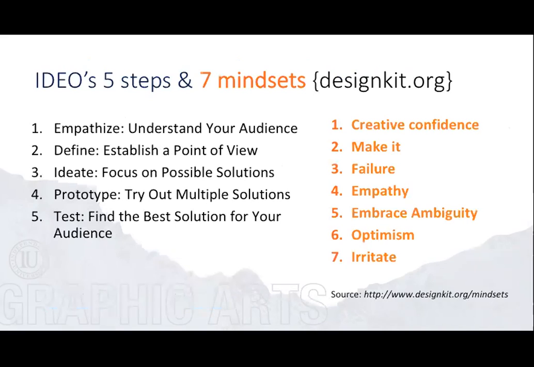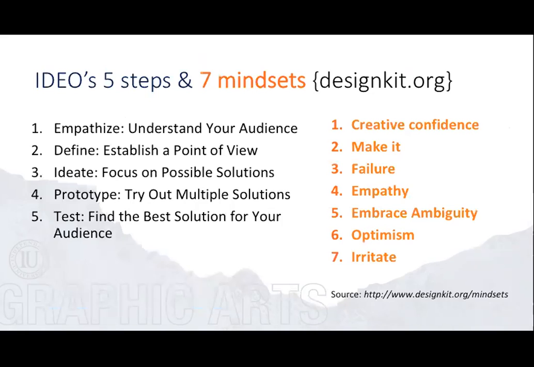IDEO's 5 steps and 7 mindsets, from designkit.org. This is actually in your course media as an article to read from IDEO's website. Number 1, empathize: understand your audience. In order to understand who you're speaking to, you have to understand who you're communicating to. Number 2, define: establish a point of view. You need some type of point of view in order to create your concept. Number 3, ideate: focus on possible solutions, so you're solving a problem there. Number 4, prototype: try out multiple solutions, create some prototypes. One may be stronger than the other, you never know, so you're testing it out. Number 5, test: find the best solution for your audience. You're testing it out with the audience itself.